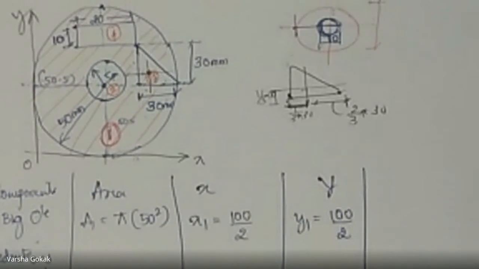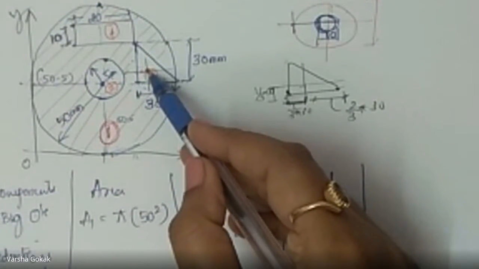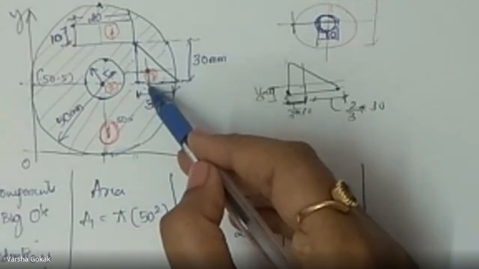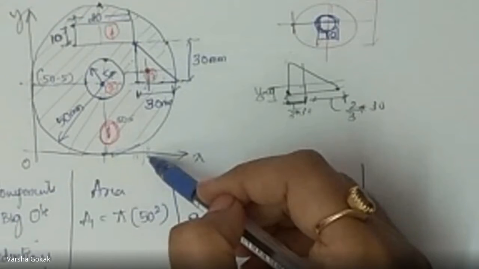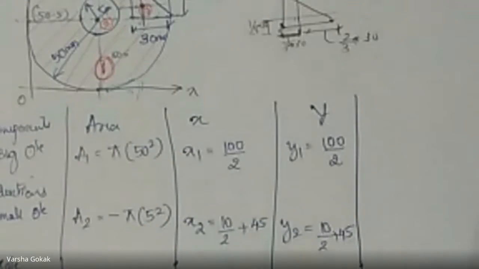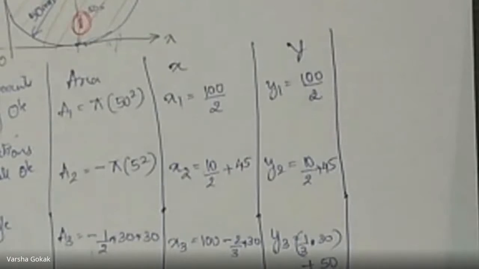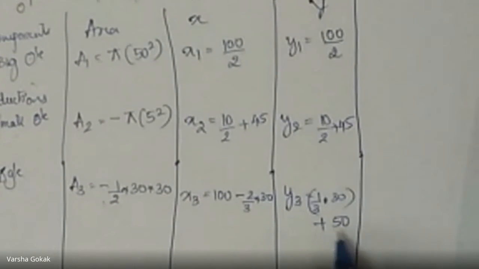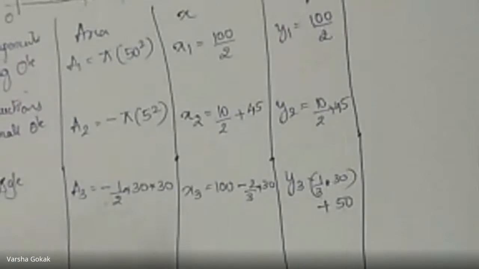Okay, how do we calculate y3? I need the y value for the triangle, from here to here. So this distance I know, 1/3 of 30. This we have to add. How much is this? That is the radius, right? 50. So y3 we will write as 1/3 of 30, that is the height, plus 50. So 1/3 of height plus 50, that is your y3 value.